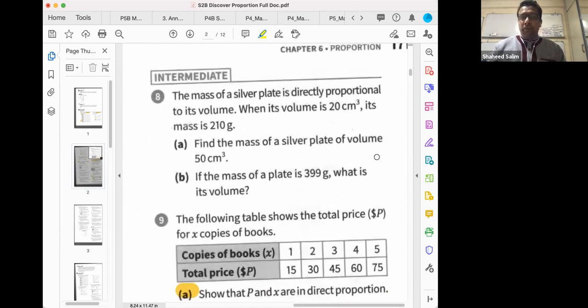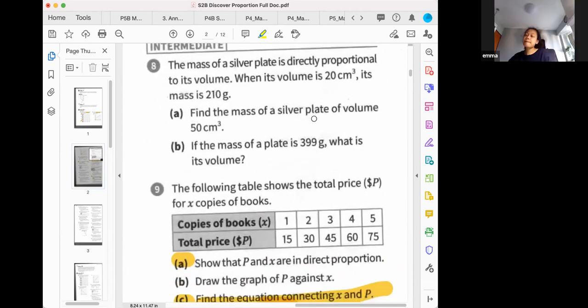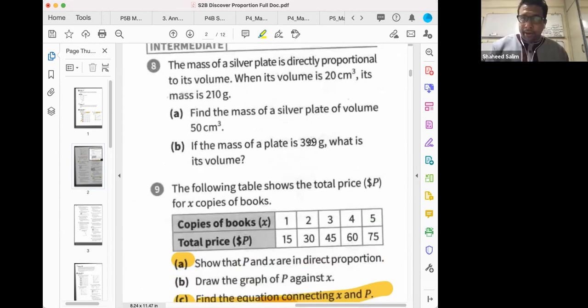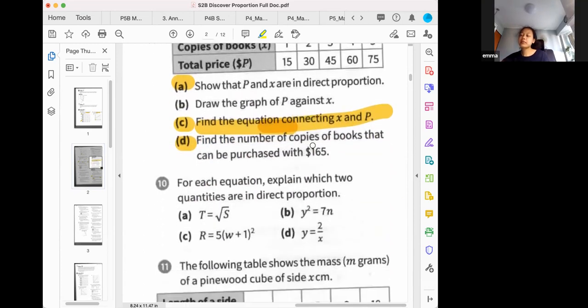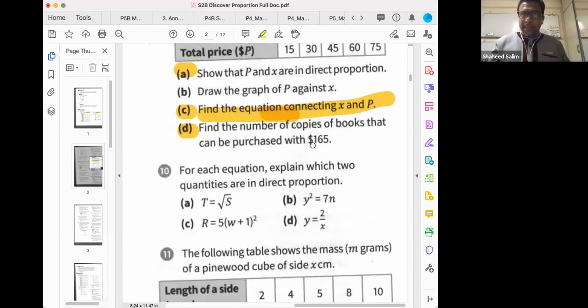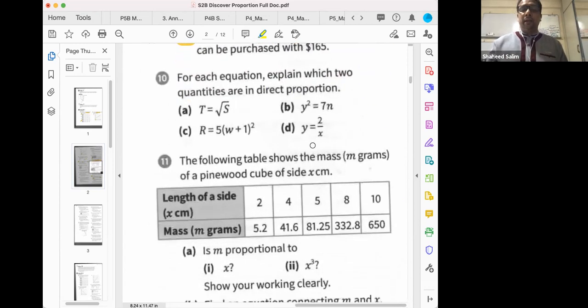Down here, plates also. The number of plates has a weight, right? So the number of plates is 1, let's say, and it's 399 grams. 2 plates, you get 700 plus and so on. So the point being, you can normally guess which one is X and which one is Y. Okay, that's crucial.